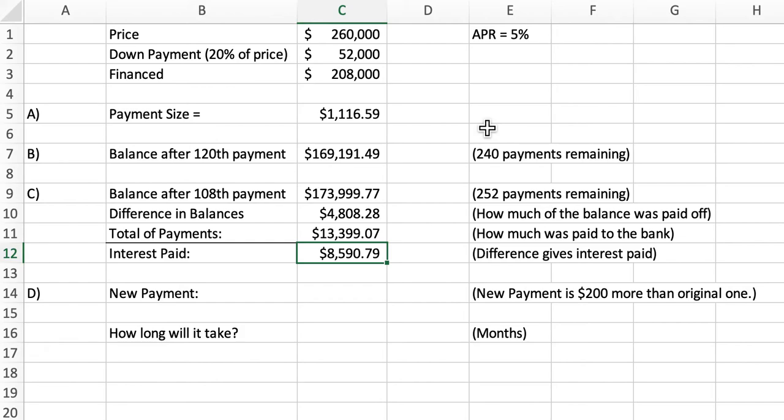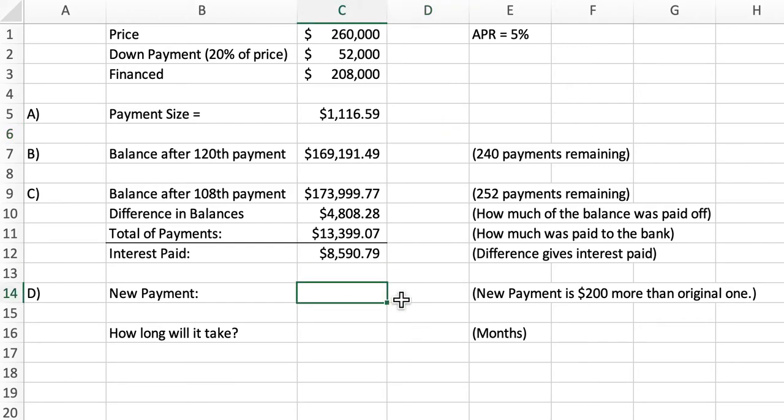We want to find how long is it going to take if we bump the payment up. So we have this loan, and we're told that we have to make payments of 1116.59. But what if we wanted to just pay more to see how much time we can take off of the loan? And I know we did talk about that in class a little bit.